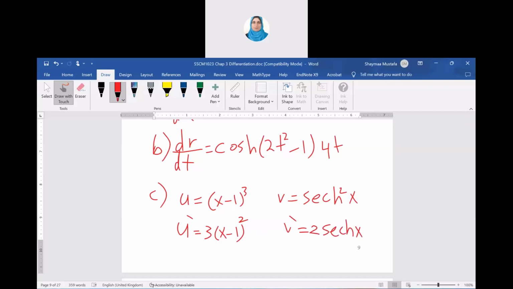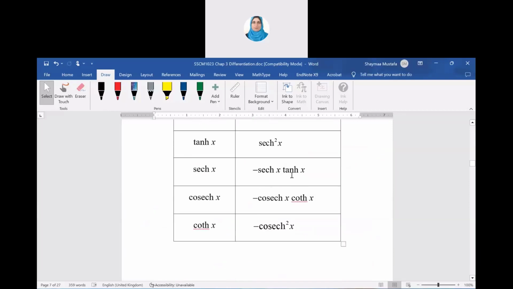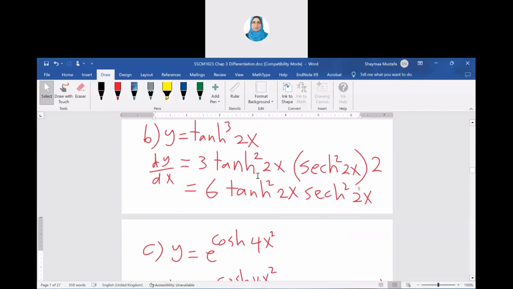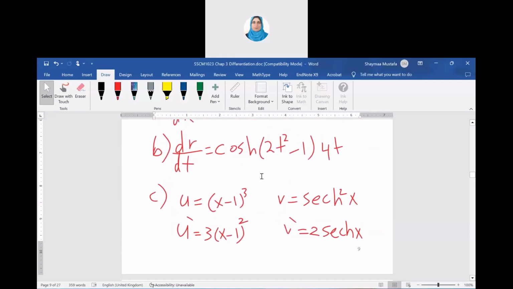The new power 2 minus 1 is 1. Keep sec x. Now multiply by the derivative for sec x. The derivative for sec x is sec x tan x, so I have to multiply by sec x tan x. This one is multiplied by minus sec x tan x.